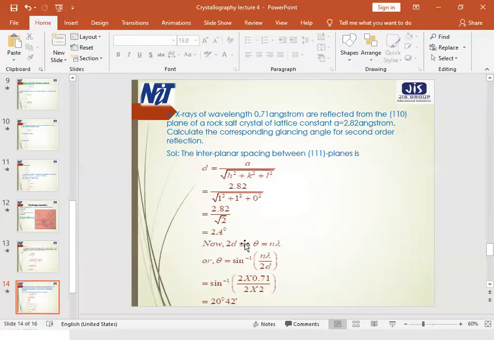Now we will apply the Bragg's equation, 2d sine theta equal to n lambda. From that, theta is equal to sine inverse of n lambda by 2d. For second order, n equal to 2, lambda is given as 0.71 angstrom, and the value of d we have calculated as 2, so 2 into 2. So theta will be equal to 20 degree and 42 minute. So we come to know that the glancing angle will be 20 degree and 42 minute.